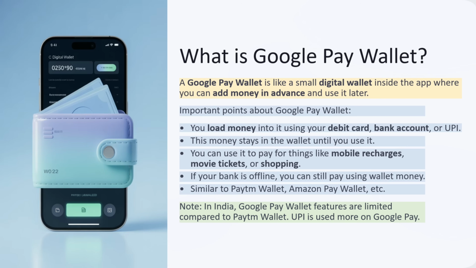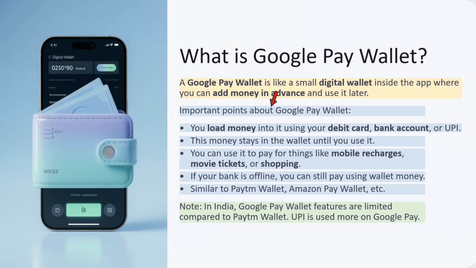Now we will see what is Google Pay Wallet. A Google Pay wallet is like a small digital wallet inside the app where you can add money in advance and use it later. Important points about Google Pay wallet. You load money into it using a debit card, bank account, or UPI. This money stays in the wallet until you use it. You can use it to pay for things like mobile recharges, movie tickets, or shopping.